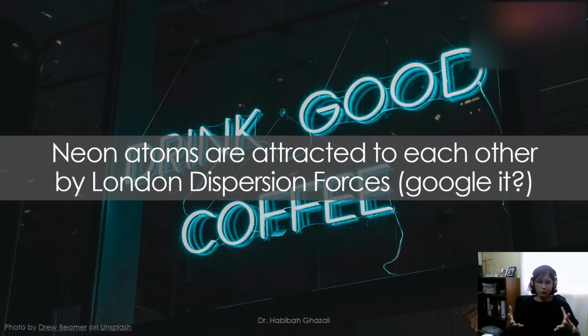But if you look at neon lights, you might be wondering, if neon atoms are not interacting with each other, how do we have neon lights? Neon atoms are attracted to each other by London dispersion forces. I'm not going to talk about it. This is just a fun fact. You can Google it and try to understand it by yourself.